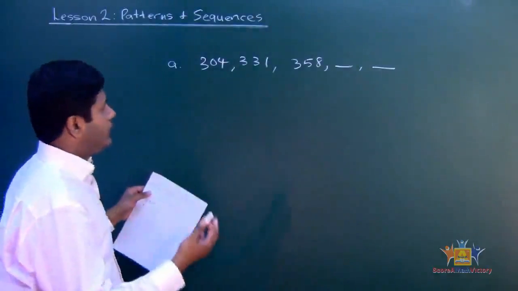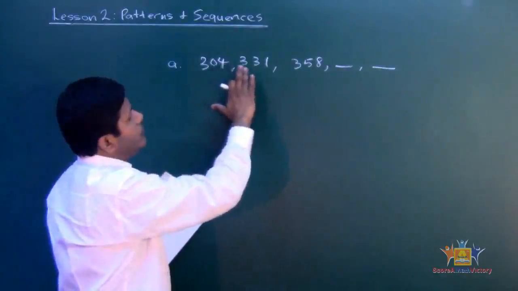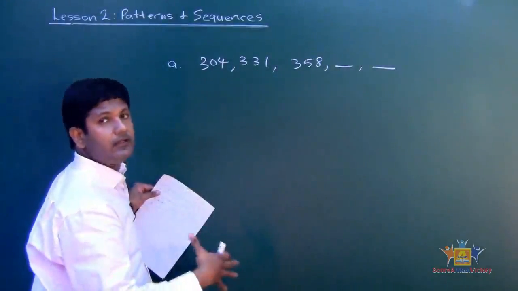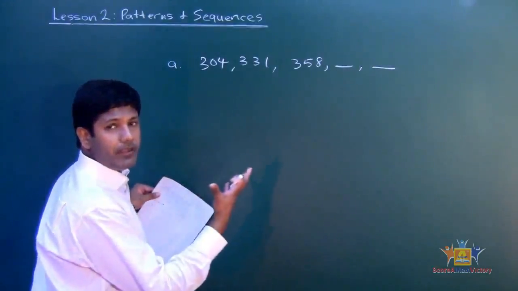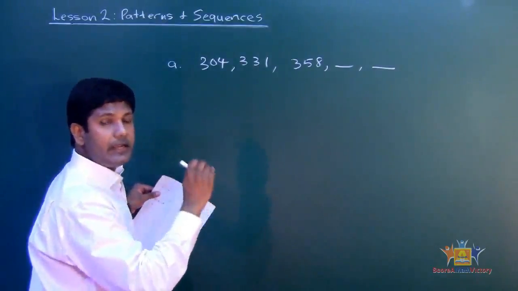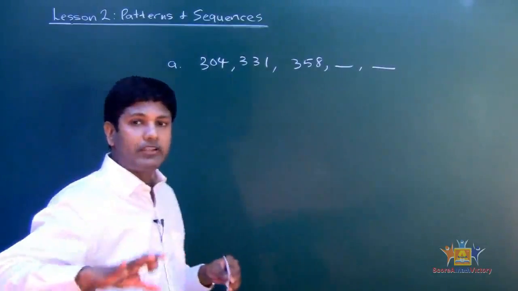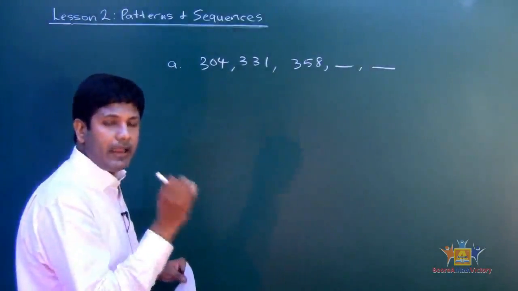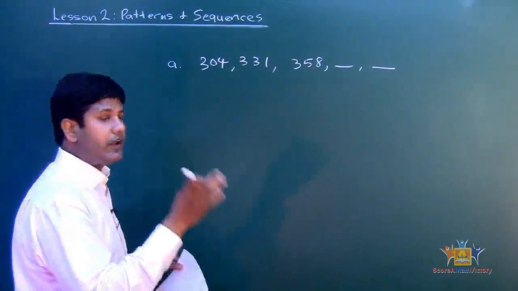Now first look at the question. Look at that sequence. You got 304, 331, 358. What kind of pattern do you think it could be? Because it's increasing, it could be either addition or multiplication. Good. So we eliminated subtraction and division. Now we're going to narrow down between those two and find out which one it is.